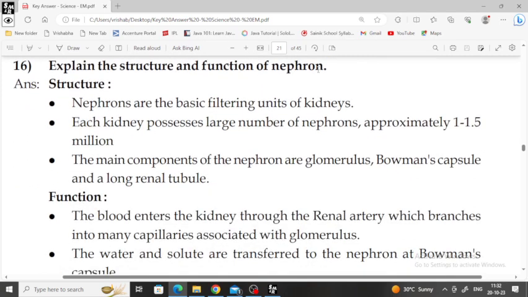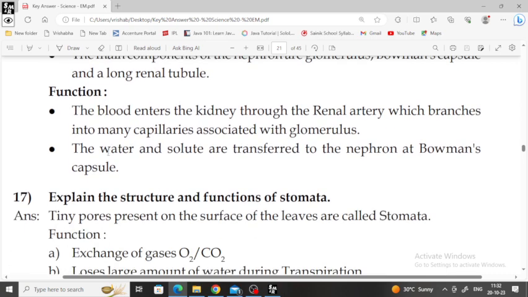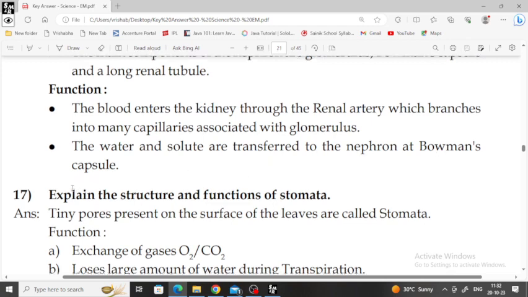Explain the structure and function of nephron. Structure: nephrons are the basic filtering units of the kidneys. Each kidney possesses a large number of nephrons, approximately 1 to 1.5 million. The main components of the nephron are the glomerulus, Bowman's capsule, and a long renal tubule. Function: the blood enters the kidney through the renal artery, which branches into many capillaries associated with the glomerulus. The water and solutes are transferred to the nephron at Bowman's capsule.